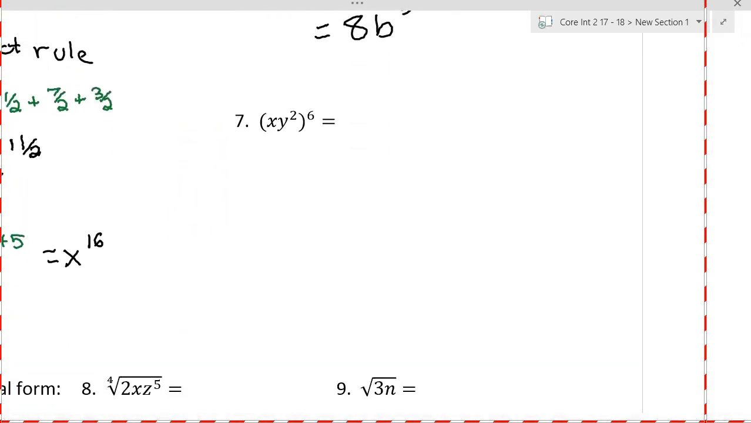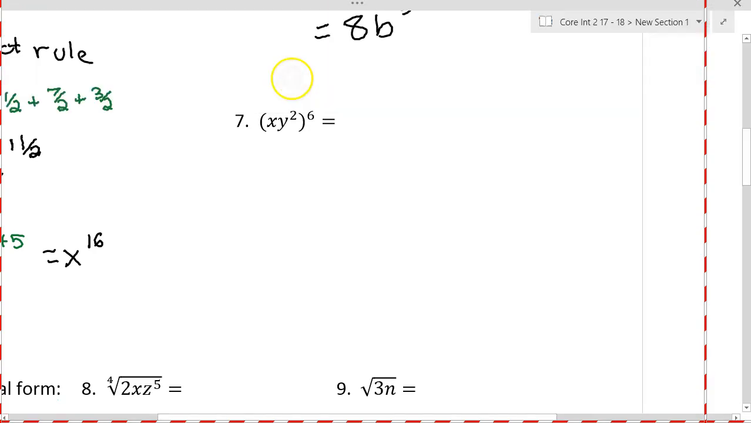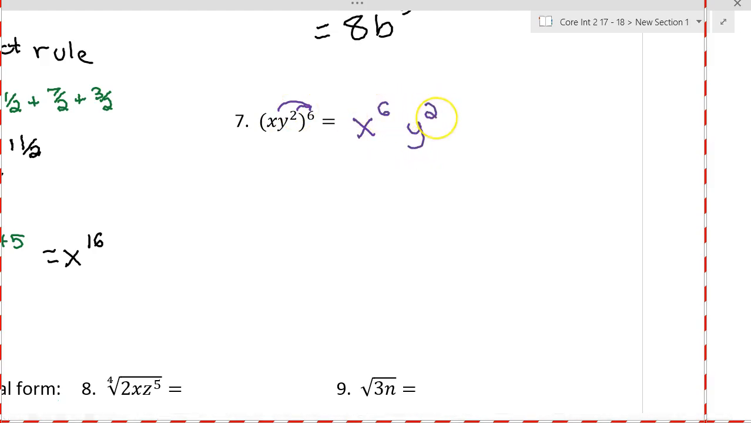Then looking at number 7, again, this is a power rule. I have to distribute that in. So I have x to the 6 and y to the 2 again, y to the 2, and this is multiplication, so that's our power rule. x to the 6, y to the 2 times 6. So I get x to the 6, y to the 12. And that's my final answer there.